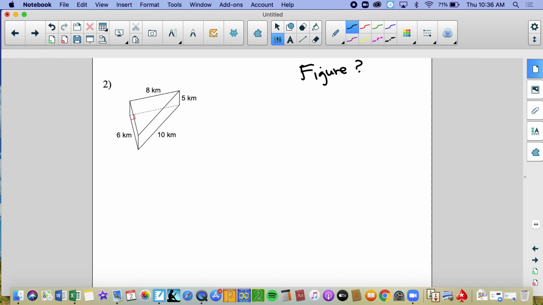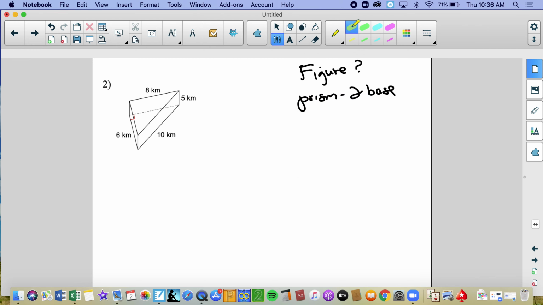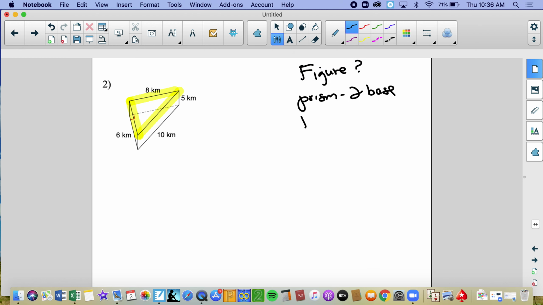Well, let's look. Does it have 2 bases or 1 base? It has 2 bases, so we know it's going to be a prism. What is the shape of that base? Let's draw out the shape of that base. Well, it looks like a triangle to me. So, since the base shape is a triangle, that means it's a triangular prism.